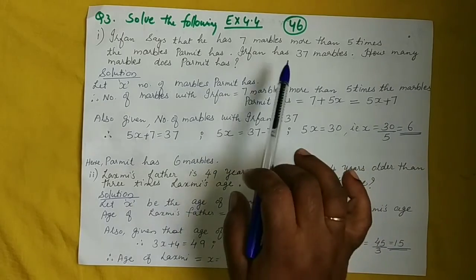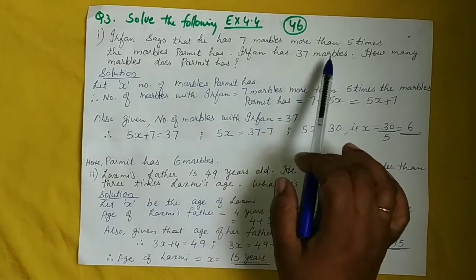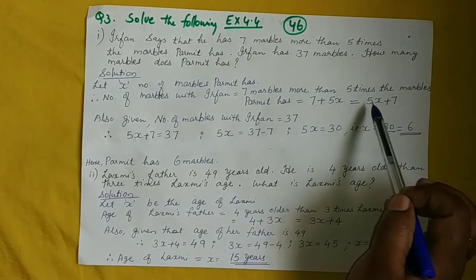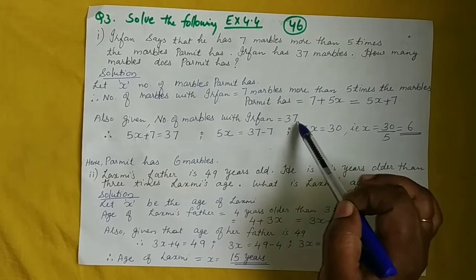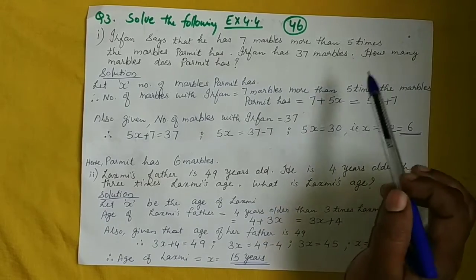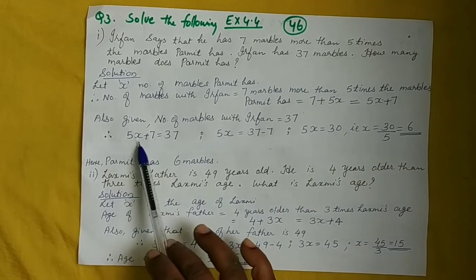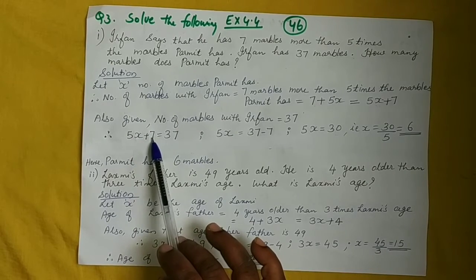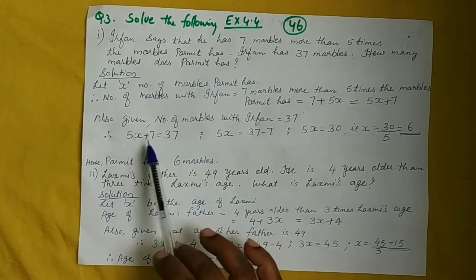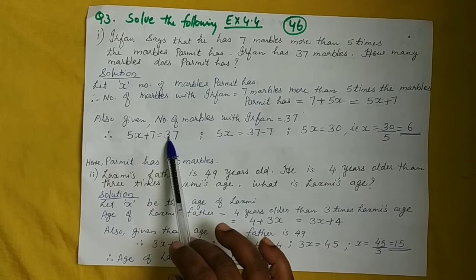Now another thing given is Irfan's number of marbles is 37. That number is also given. So you got Irfan's number of marbles 37 as well as 5X plus 7. That means they both are equal. So we can form the equation. 5X plus 7 is representing Irfan's number of marbles, and 37 is also the same only. Okay. So 5X plus 7 is equivalent to 37.